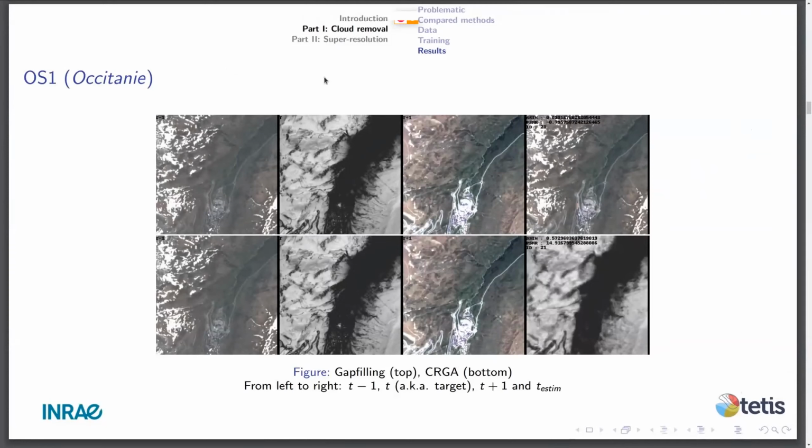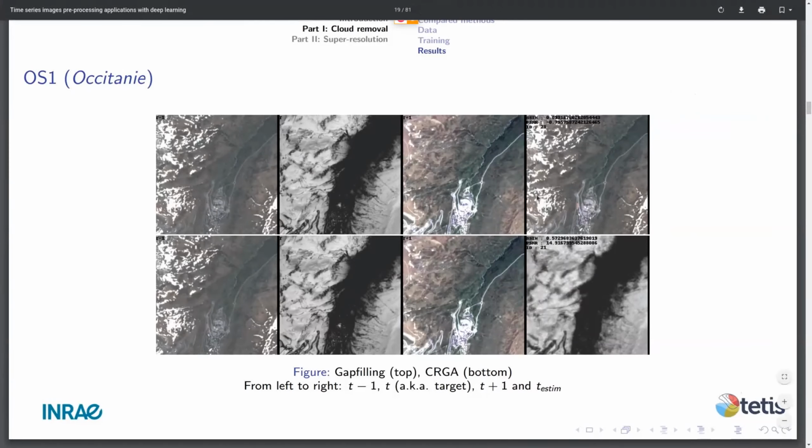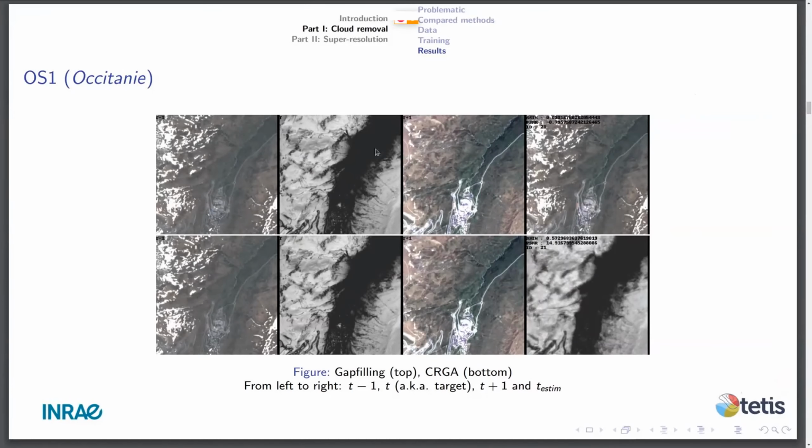It's the image that we don't use in the model, but which we use to compute the metrics. The third column is the image which is acquired just after the central image. And finally, the last column is the reconstructed image. So this is the reconstructed image from the gap filling, and this is the reconstructed image from our deep neural network. As you can see, there is snow coverage here, but after and before there is no snow.